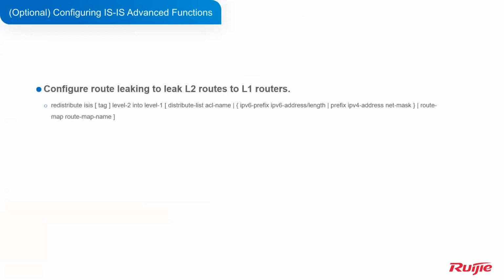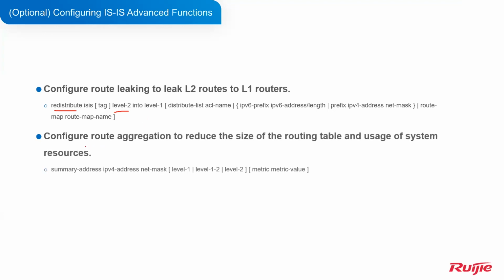And another advanced function: you can configure route leaking to leak the level 2 routes into the level 1 router. So the level 1 router will get everything to finally calculate the best route information. And the command is redistribute ISIS with a process ID and the level 2 into level 1. Okay, so this is a basic one.